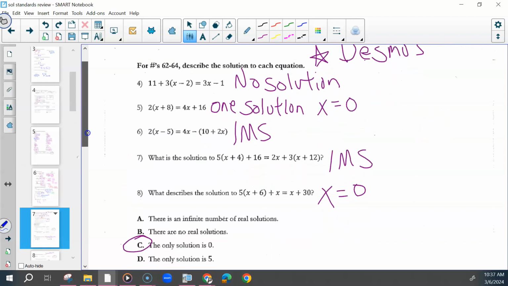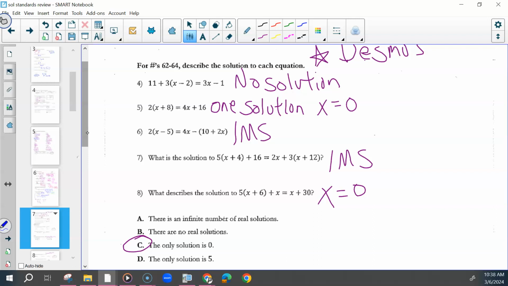And then I just put these in Desmos, and I'll show you what that looks like just in case you've forgotten. Number 4, no solution. Number 5, 1 solution, x equals 0. 6 and 7 were both infinitely many solutions.